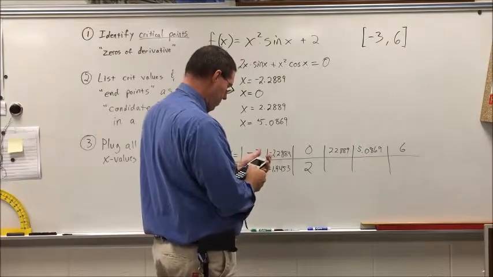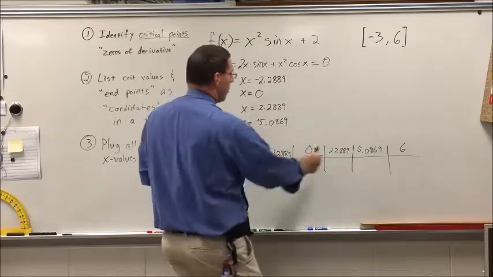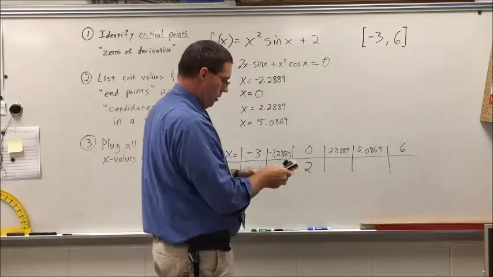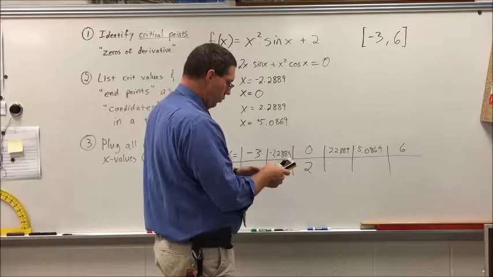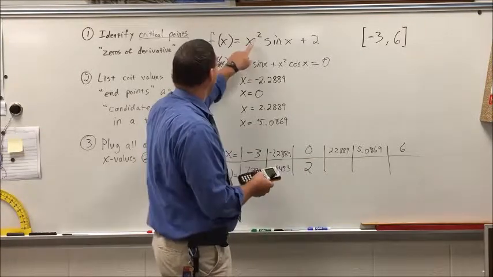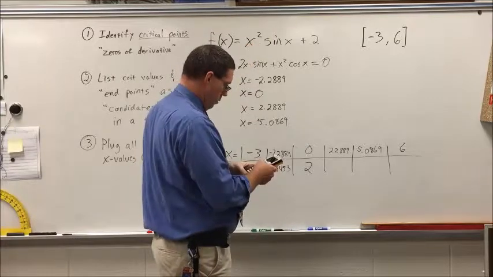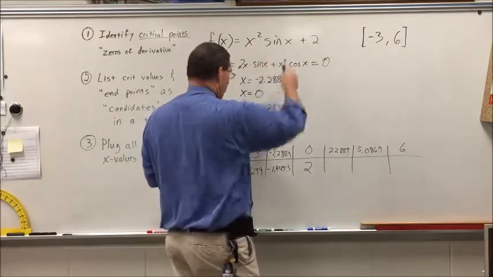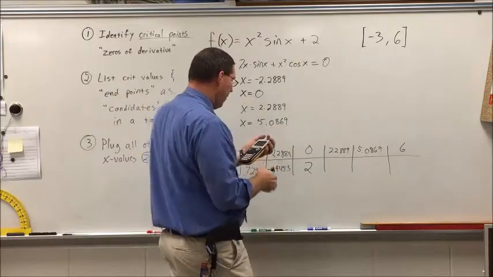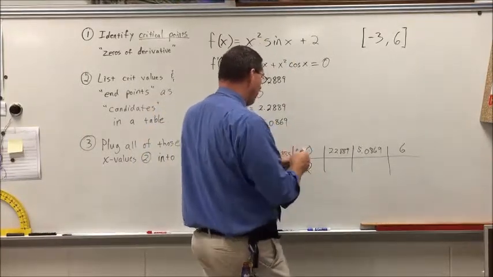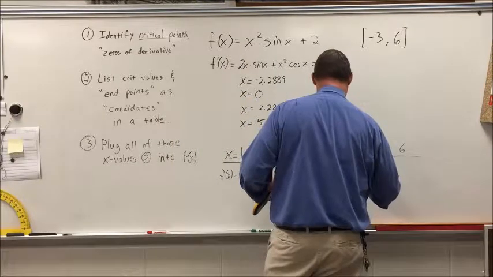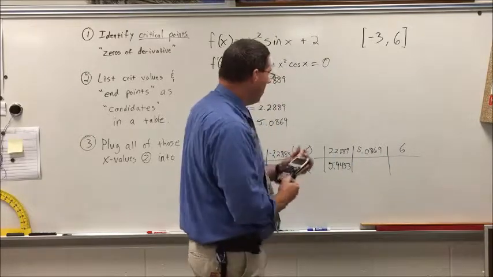Now I'm going to plug 2.2889 into here. All right? So I'm going to plug in 2.2889 squared times sine of 2.2889 plus 2 gives me 5.9453.